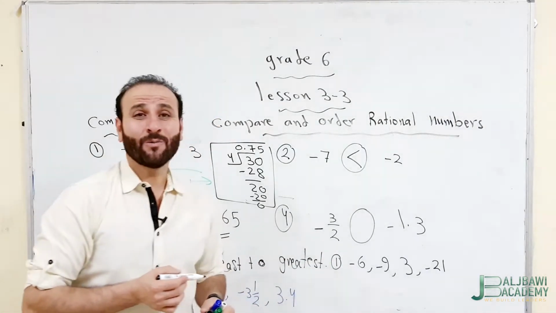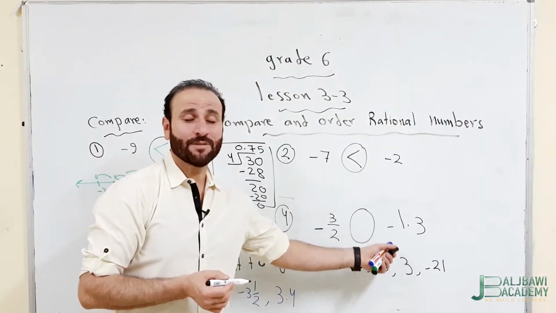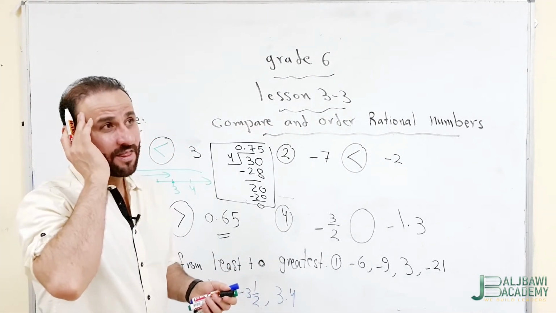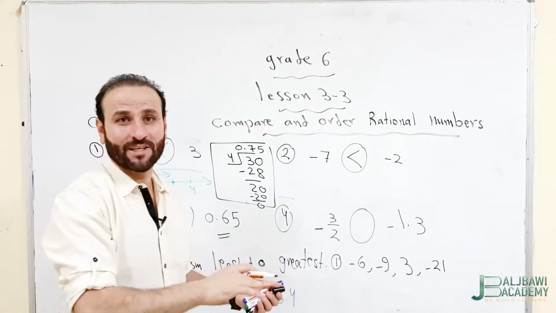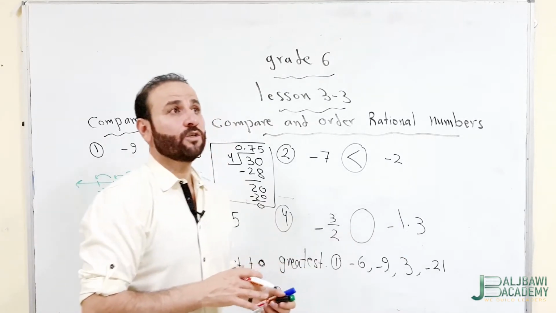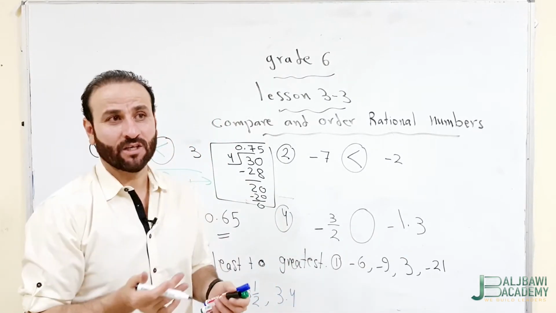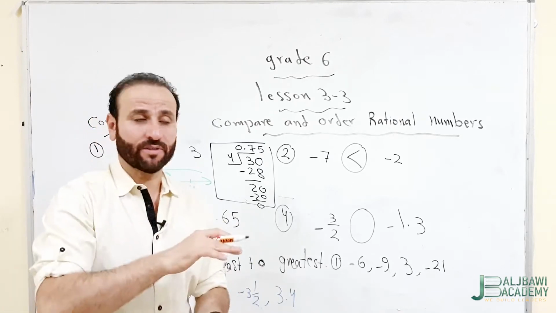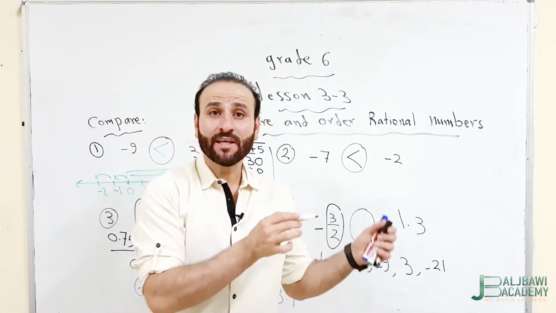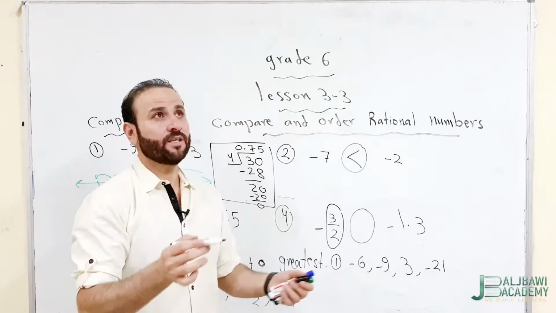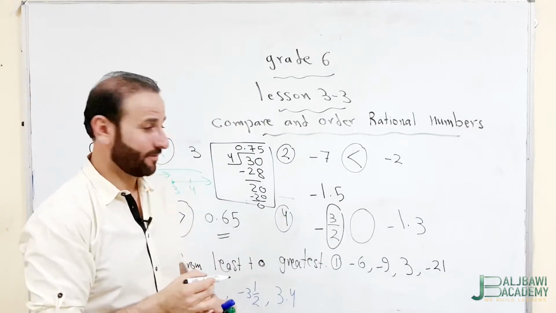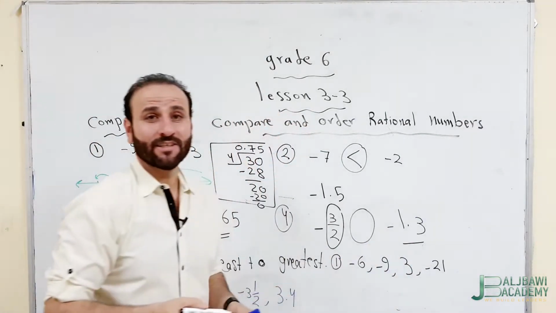Now, what about when we have a fraction and a decimal, both negative? In this case, I need to think that the one which is greater without the negative sign is less with the negative sign. So I look at -3/2 and -1.3. First of all, I need to think without the negative sign to see which one is bigger, then I do the opposite. Here, 3/2. I told you it is easier to make them both decimals. So 3/2, 3 divided by 2 equals 1.5. Negative 1.5. And here, negative 1.3.